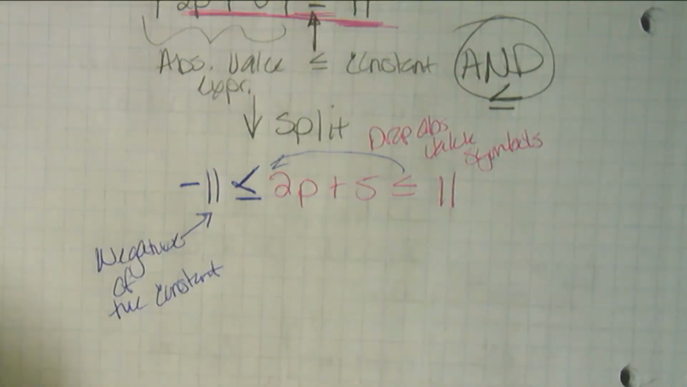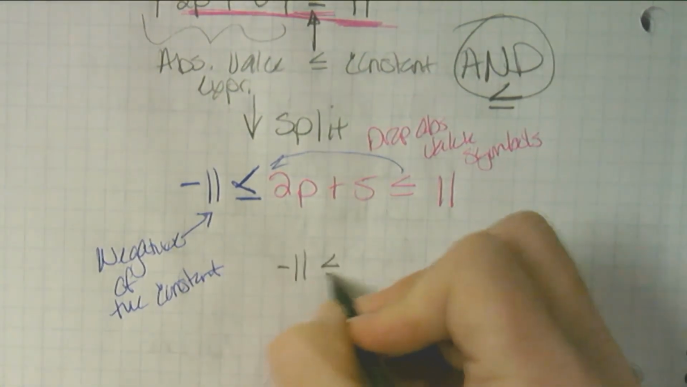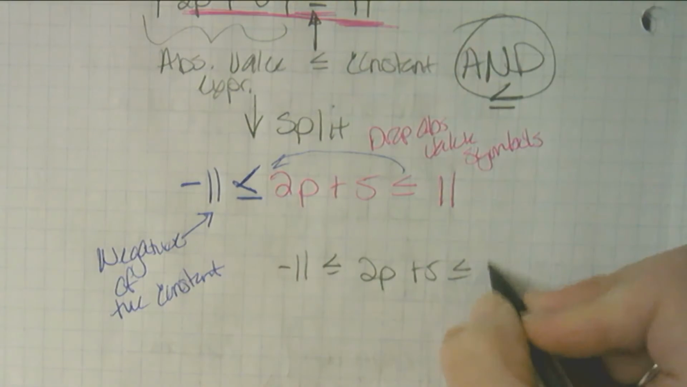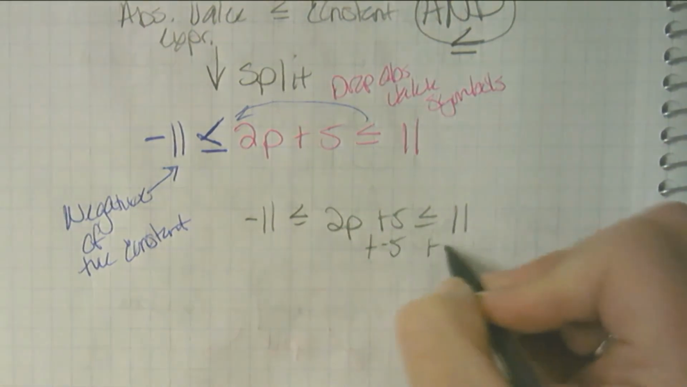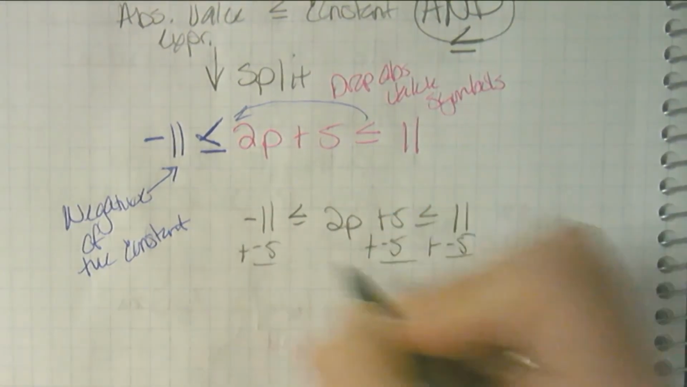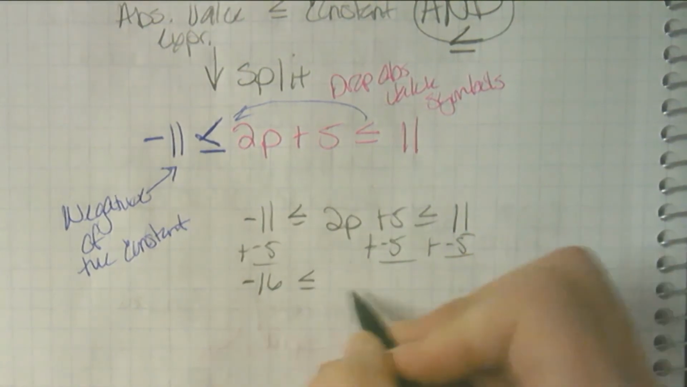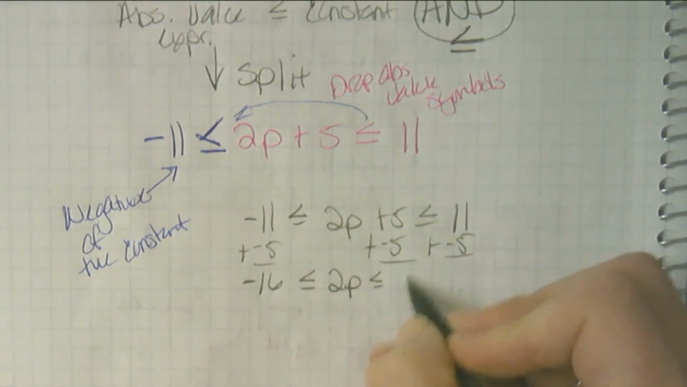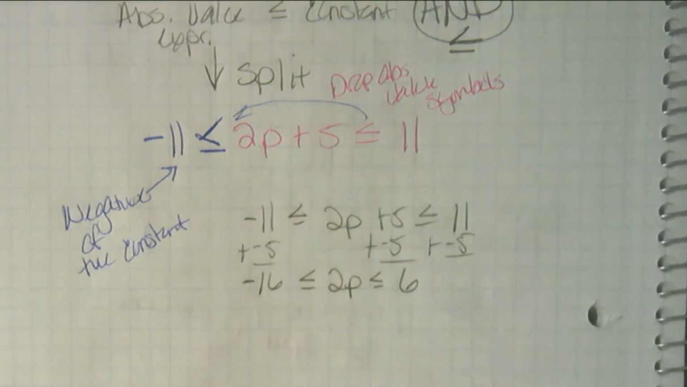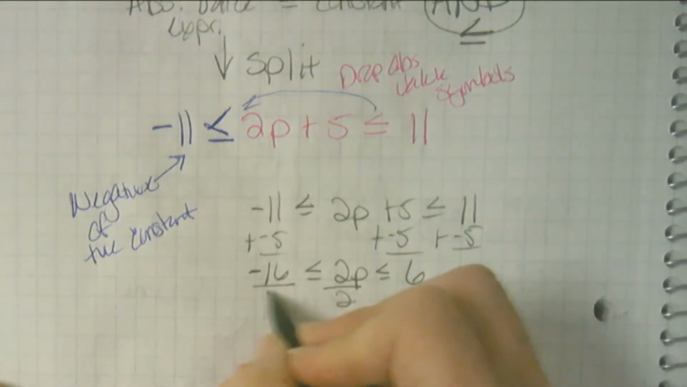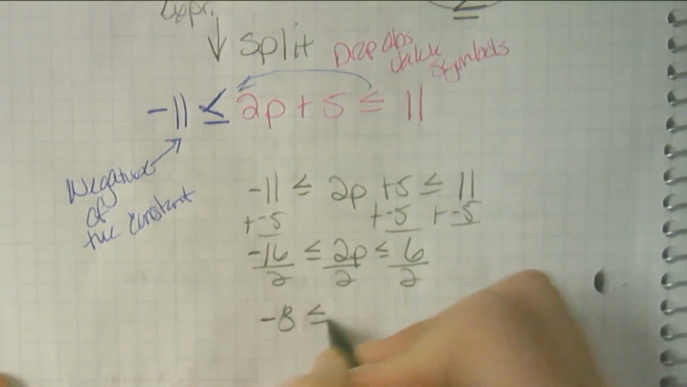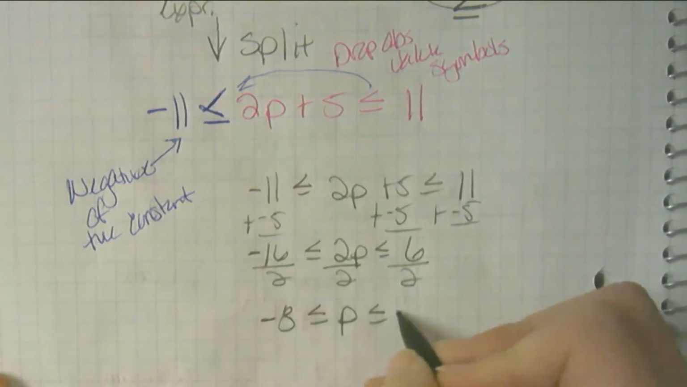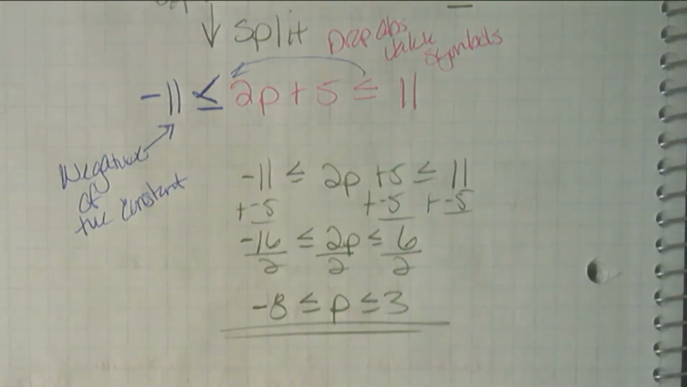And now we just solve. So I have negative 11 is less than or equal to 2p plus 5, which is less than or equal to 11. Let's solve that. We're going to add a negative 5 to both sides. So I have negative 16 is less than or equal to 2p, which is less than or equal to 6. I'm going to divide each side by 2. Our inequality rules apply. So if that was a negative 2p, I would have to divide by a negative 2 and flip the symbols. So there is our solution.